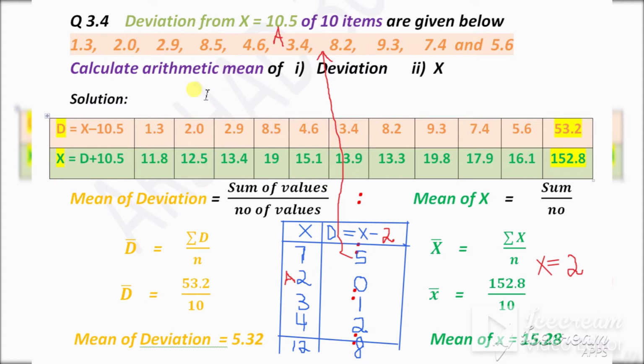And find the arithmetic mean of x. So x are these numbers. So add up these numbers, which is 12. So 12 divided by 4, because these numbers are 4. So 12 divided by 4 is 4. So arithmetic mean of x is 4, and arithmetic mean of deviation is 2.